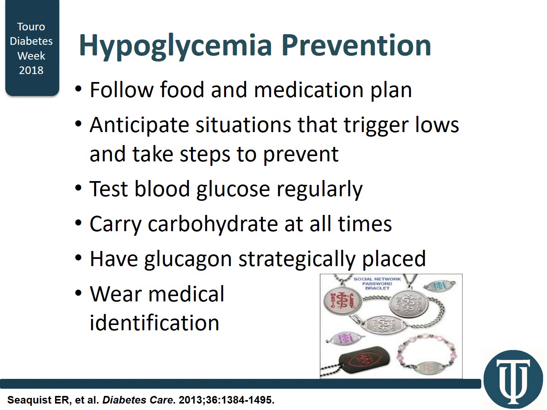And then people who are on insulin or at high risk for hypoglycemia should have glucagon strategically placed around their life. That might be at their workplace, that might be at home, and you need to teach the people around them how to use it.